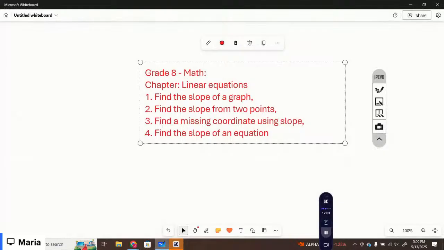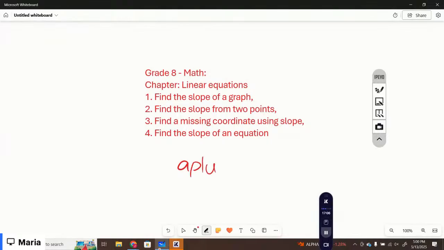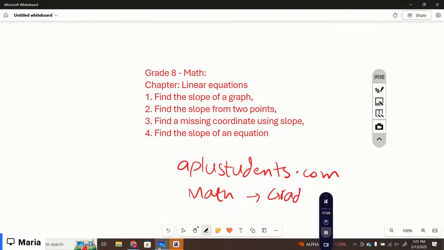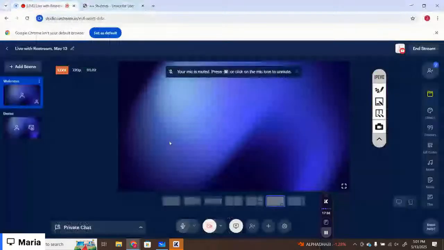You can find all the lessons on aplusstudents.com. You have to log in there using your email address and password as provided by the administrator. Then you have to select math from the subject tab. Scroll down to grade 8 math and then click on view all lessons. There you can find a list of the chapters. We're going to start with the chapter linear equation.